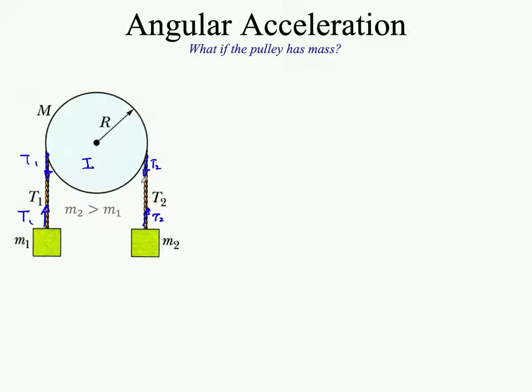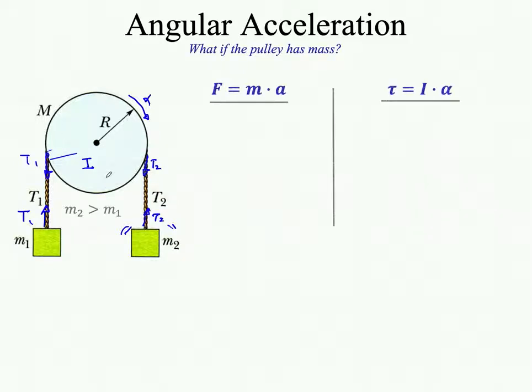But in this case, what must be happening here? It says M2 is greater, so this one's accelerating downward. This tension here has to be greater than this one so that there's a net torque to make this thing angularly accelerate this way. If these two tensions were the same, this thing wouldn't rotate or angularly accelerate at all. And we're assuming this rope is not slipping on this pulley.